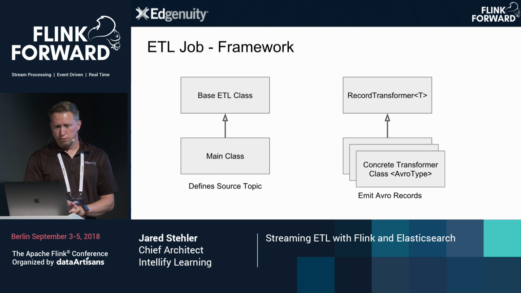This is an overview of the framework we created to allow ourselves to build these mapper classes and jobs with relatively low amounts of code. The main class tends to just define the source topic. In our ingest job, it knows all of the sources and it outputs to a different Kafka topic per source type. So the main class defines one of those source types, and it gets attached to that Kafka topic. Additionally, we define one or more record transformer classes that emit a concrete Avro type.